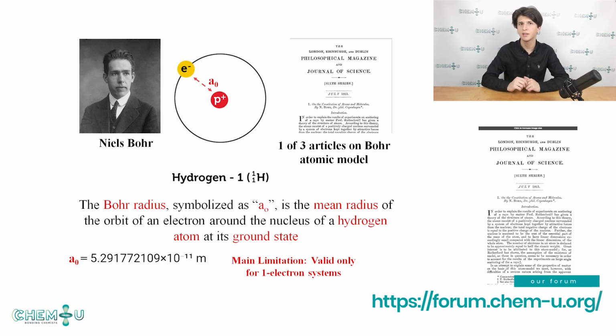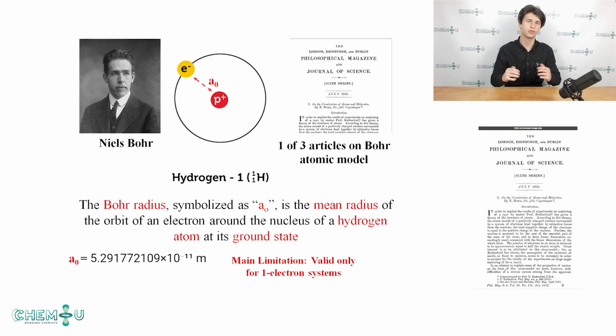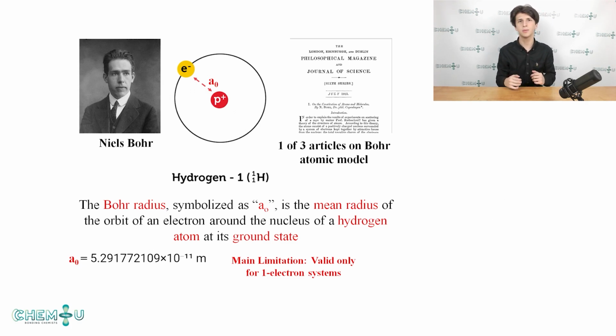And no worries, the math that is used there is more than trivial. The Bohr radius, symbolized a0, is the mean radius of the orbit of an electron around the nucleus of a hydrogen atom at its ground state. It is a very important physical constant, and its value can be seen on the screen right now. Unfortunately, in chemistry, we don't use it anymore for the determining of atomic radius.